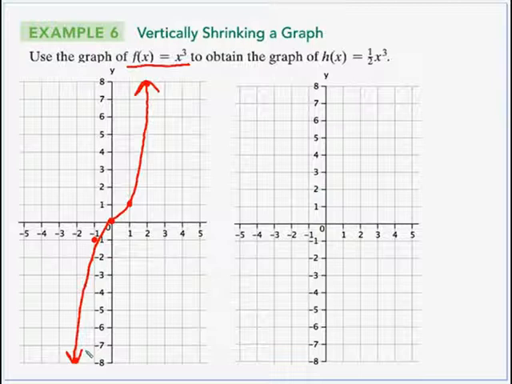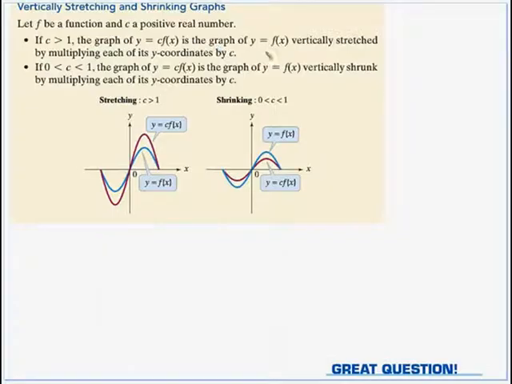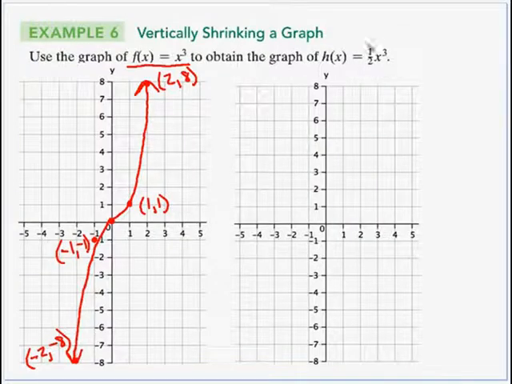Now let's see what happens in the second graph. Let me label some points here. 1, comma 1. This point up here was 2, comma 8. Back here in quad 3, negative 1, negative 1. And the last one here, negative 2, comma negative 8. Okay, now to go back and recap, it says here we're going to take the y coordinate and multiply it by the constant. And since our constant here is a half, that means we're going to cut all our y values in half. So over here, 1, comma 1 now becomes 1, comma 1 half.